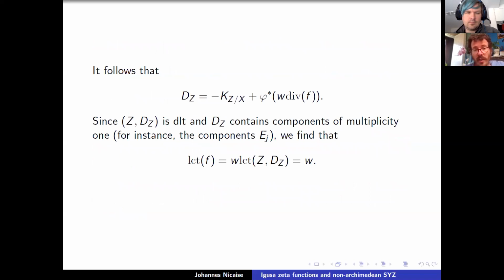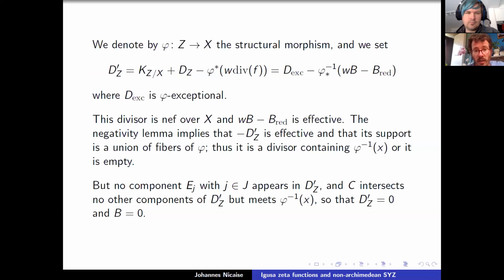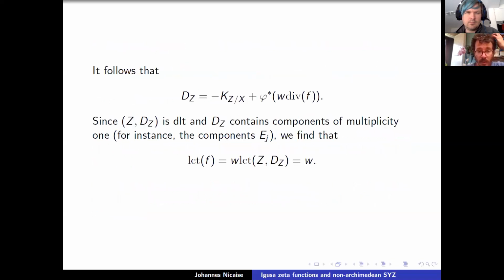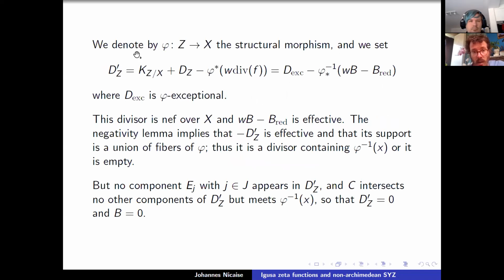All right, so then using the fact that B is equal to 0, we can rewrite the expression for the transform dz, the divisor on the minimal model Z. So dz will then be equal to minus the relative canonical divisor of Z over X plus the pullback of W times the divisor of F. So this is just this formula again, but now using the fact that we've proven that dz prime is equal to 0. We use this to write dz as minus the relative canonical divisor of z over x plus the pullback of W times the divisor of F.